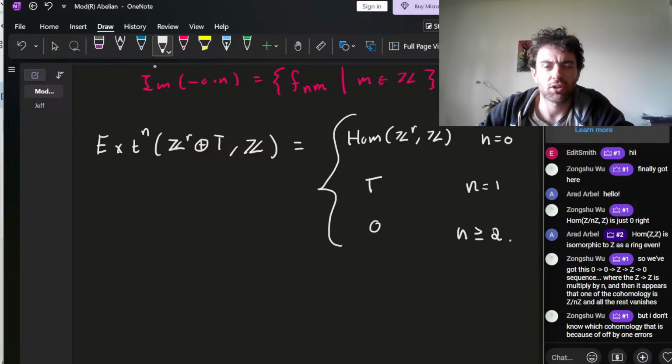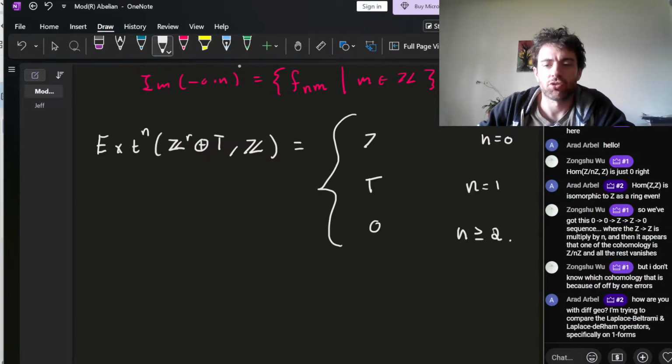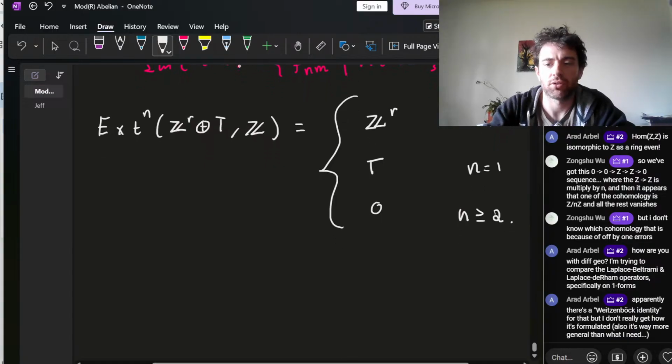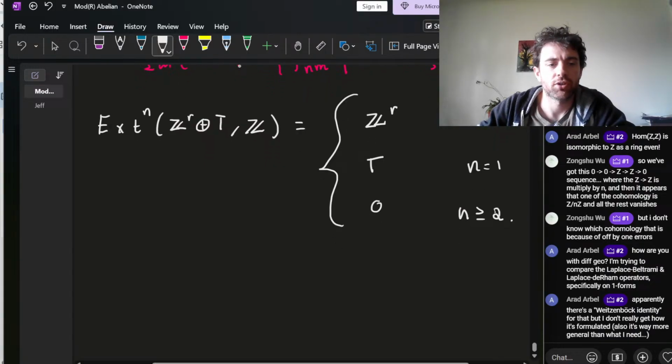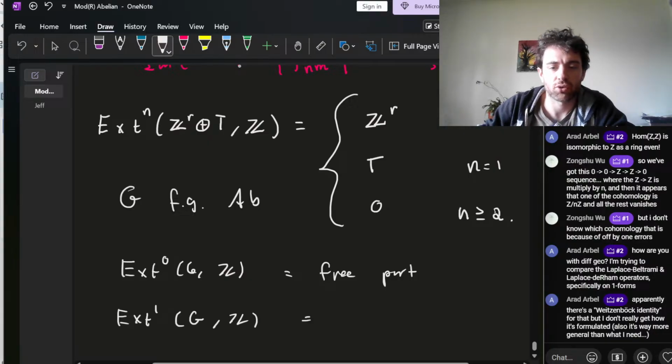And in fact, this should just work out to Z to the r, because this is just r copies of Z. So, in other words, for a finitely generated abelian group G, Ext^0 of G recovers the free part, and Ext^1 of G recovers the torsion part.